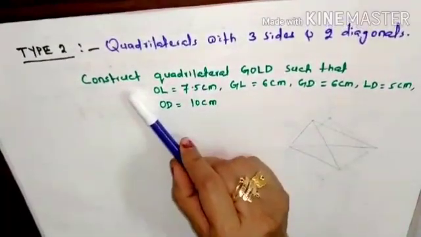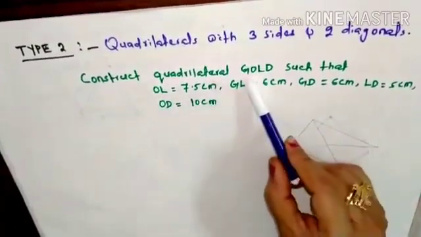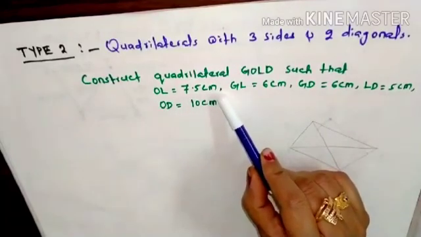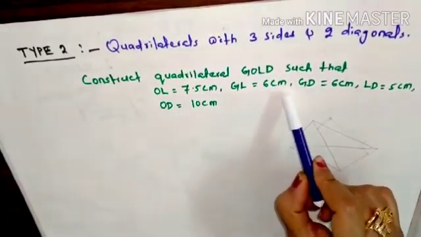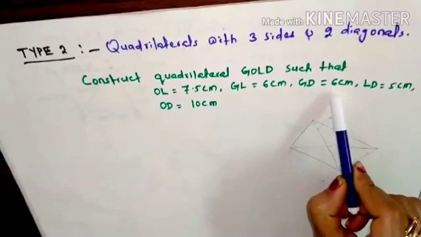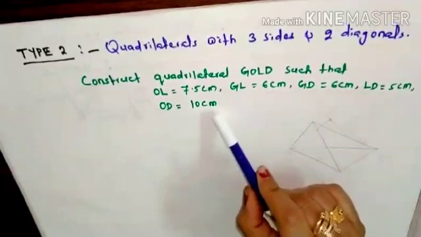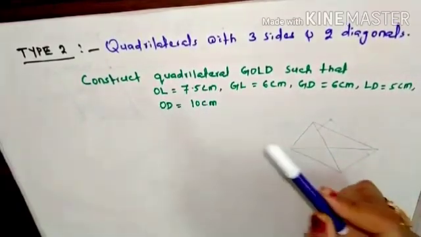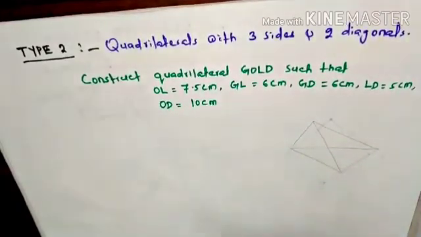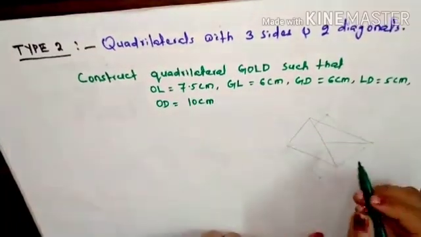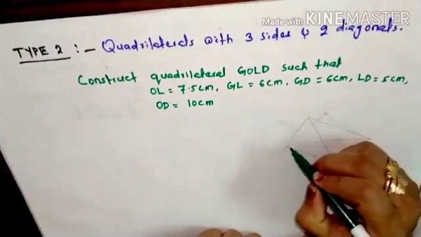So here the question is: construct quadrilateral GOLD such that OL is equal to 7.5 cm, GL is equal to 6 cm, GD is equal to 6 cm, LD is equal to 5 cm, OD is equal to 10 cm. Try to do a rough sketch. Here I am going to do a rough sketch.